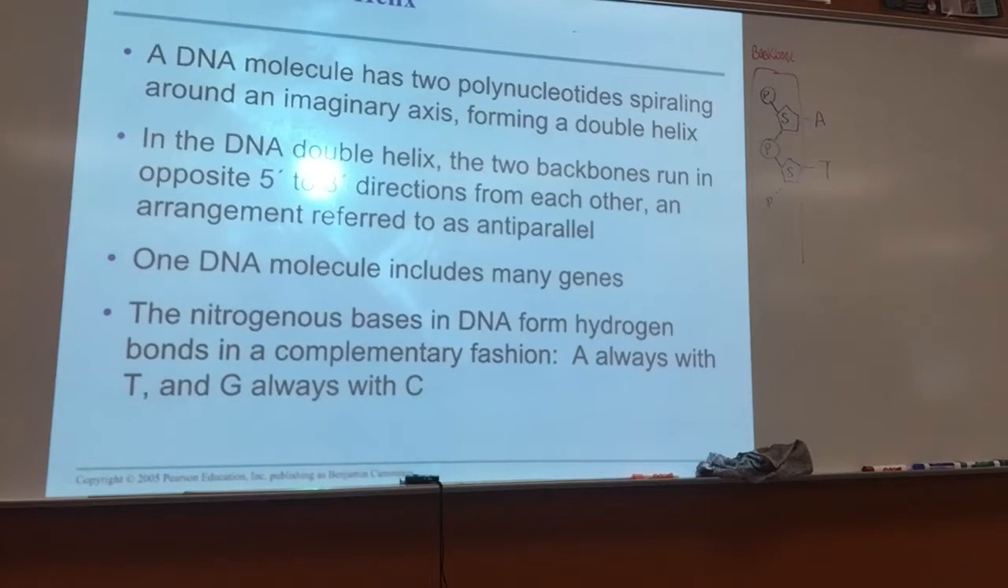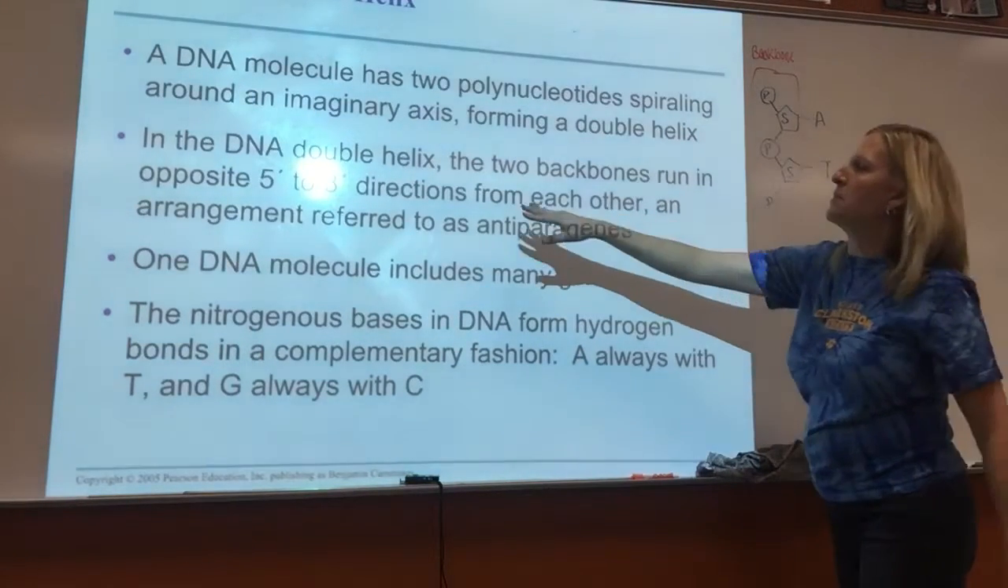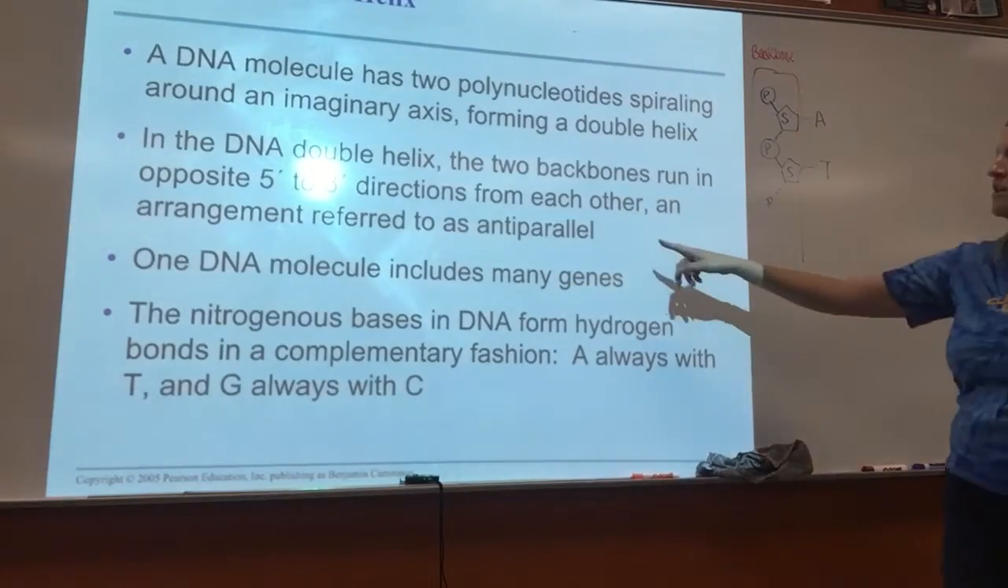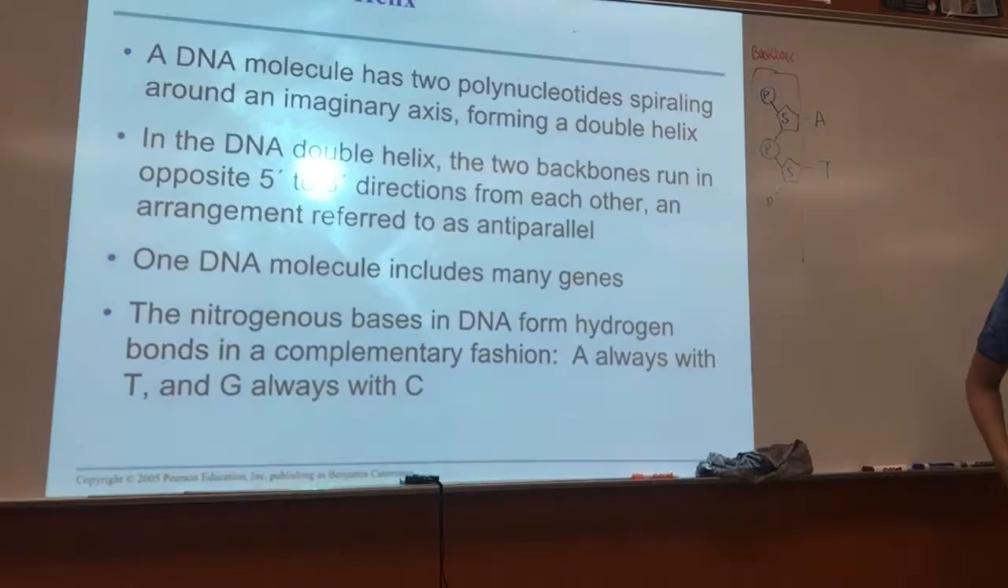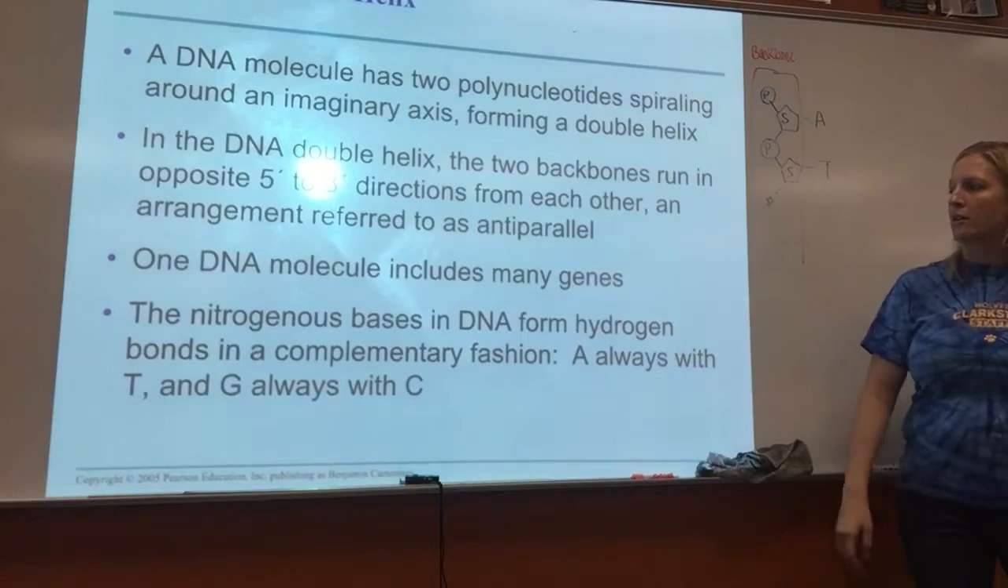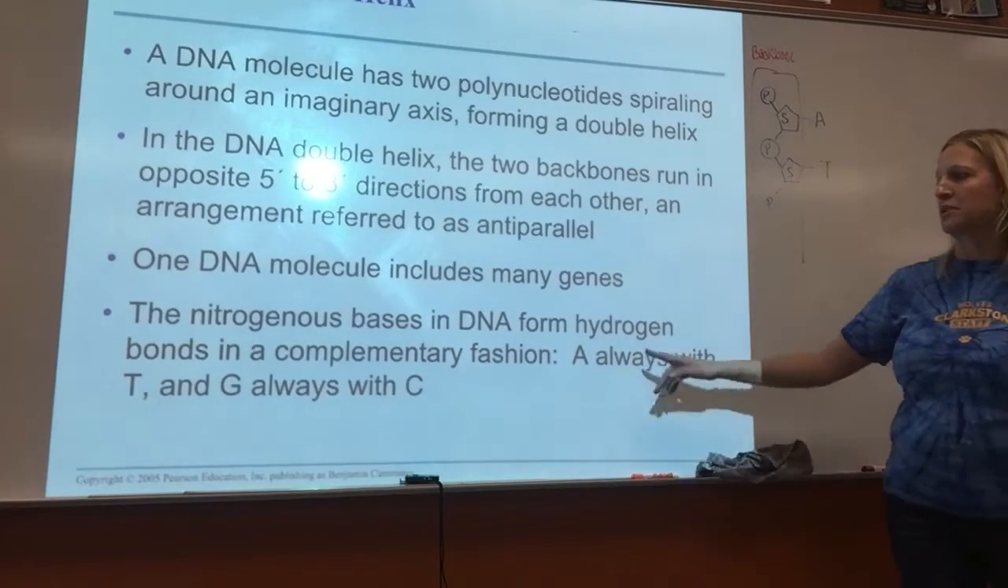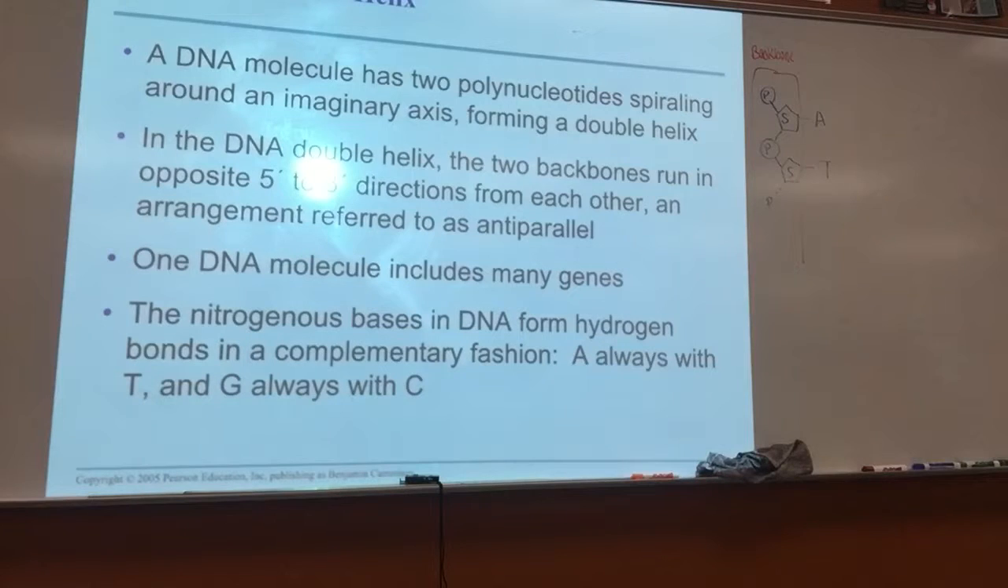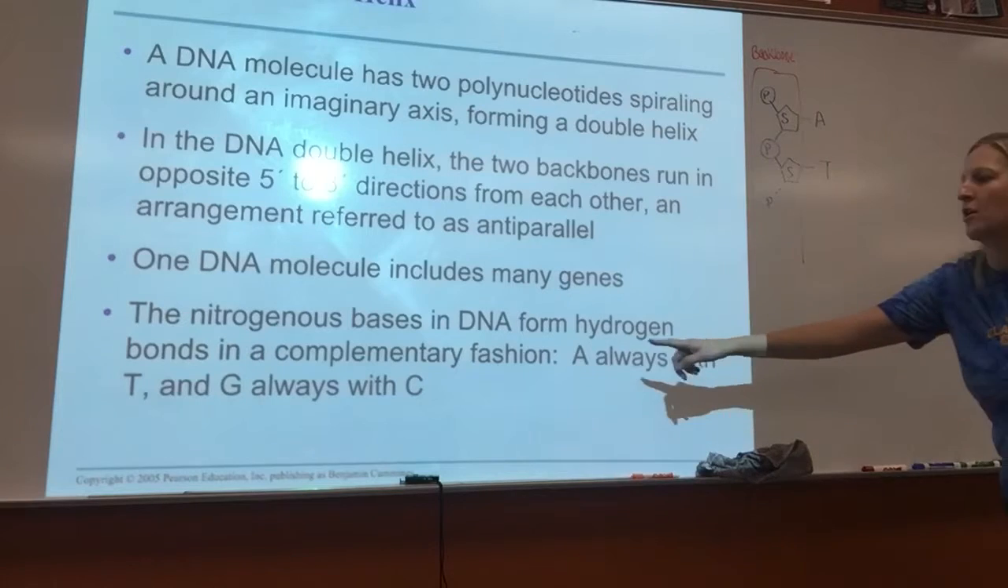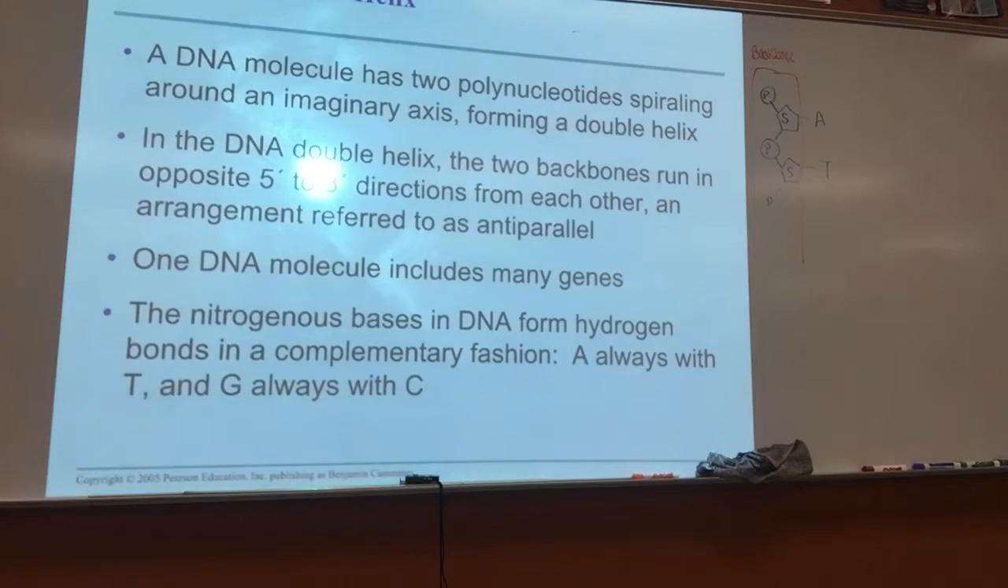And so DNA is a double helix, which means it has 2 polynucleotide chains. You've seen DNA as a double helix, and they have these 2 backbones running in opposite directions from one another. So it's called anti-parallel. And the order of those bases includes many genes that can code for many different proteins. The 2 chains stay together because they're hydrogen bonded to one another, and they always hydrogen bond in the same way. A always goes with T, and G always goes with C.